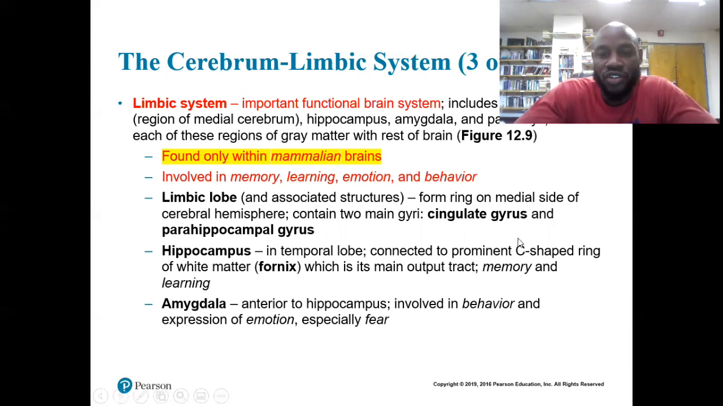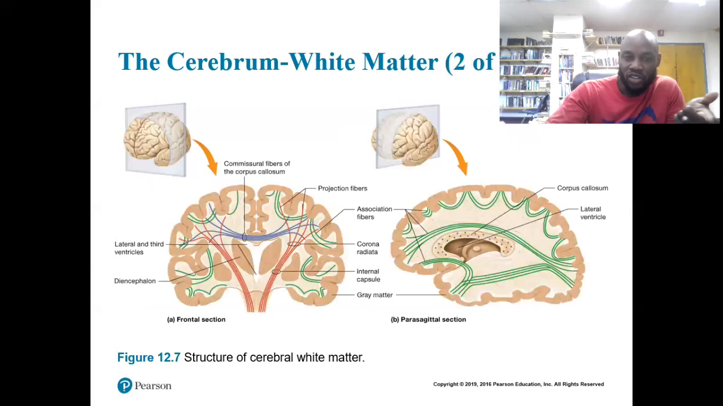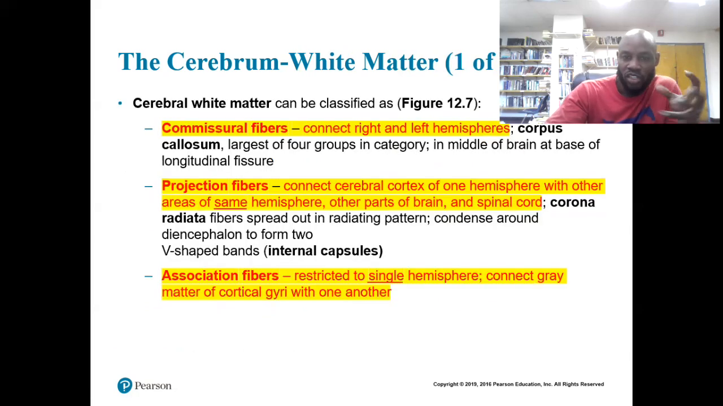All right, so the limbic lobe forms a ring on the medial side of the cerebral hemisphere, containing two main gyri. We have the hippocampus, also involved in the temporal lobe. It's connected to the prominent C-shaped ring of white matter. And then we have the amygdala, anterior to the hippocampus, involved in behavior, expression of emotion, and especially fear. They all help make up this connection of the limbic lobe. Also, these different pathways that we talked about, projection fibers, association fibers, commissural fibers, all in the white matter connecting different sections.